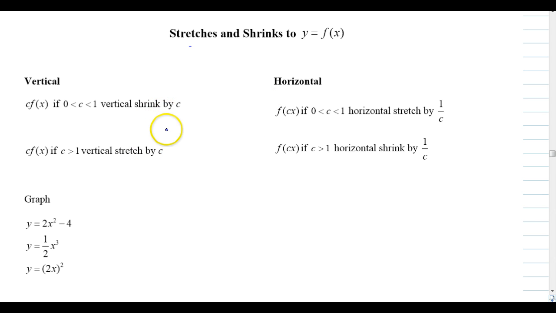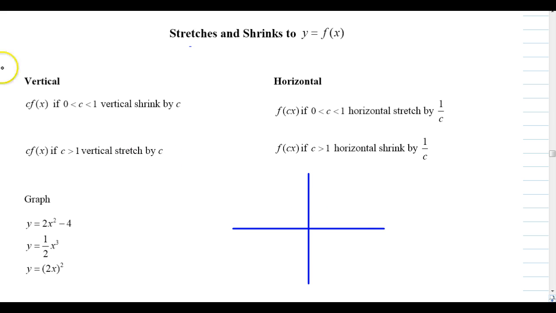These are rules that I think are kind of easy to get mixed up. So it's really important that you not only memorize them, but really think about what's happening, what we mean by stretch and shrink. We'll look at a couple examples below to try to help keep it straight.